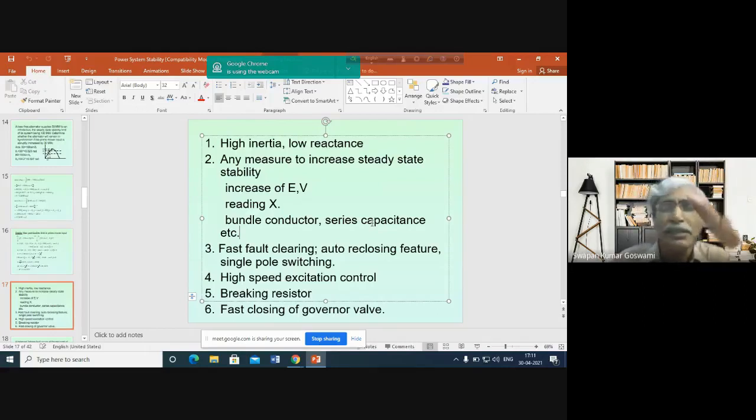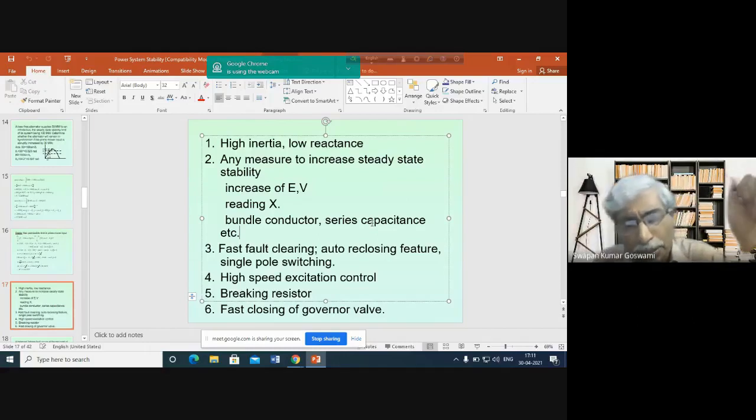So series capacitors offer a very good method for reducing the system reactance and increasing the peak of the power angle curve. They are very helpful in increasing the peak of the power angle curve. But the problem is that series capacitors introduce a number of problems. What are these problems?